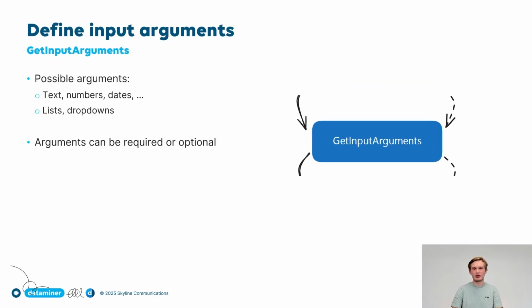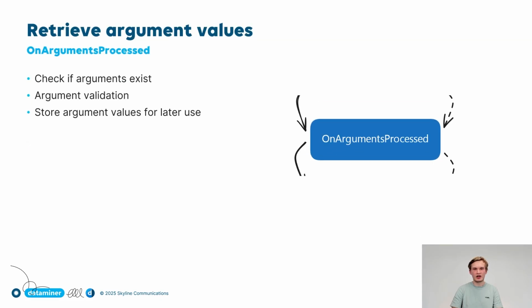The get input arguments will allow us to provide to GQI what arguments we want the user to fill in. Next to that, we can also say if these inputs are required or not. Then, if all arguments are filled in, or maybe they're not filled in if they are not required, and they're filled in if required, the arguments process block is called, which will allow you to get the data from the argument and then use it later, for example, in your on-prepare fetch, to actually use the input argument.